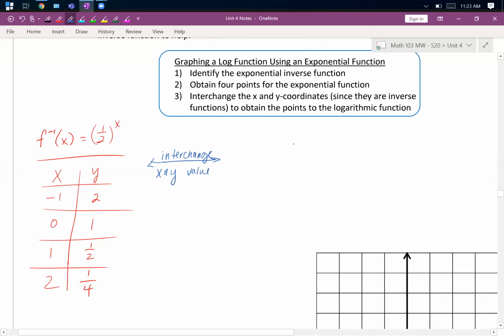For f of x equals log base 1/2 of x, we want the points 2, -1, 1, 0, 1/2, 1, and 1/4, 2. Questions on anything I did there?